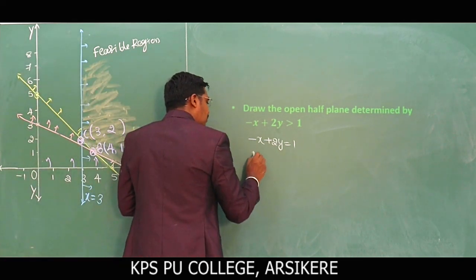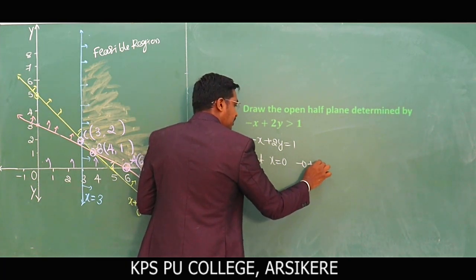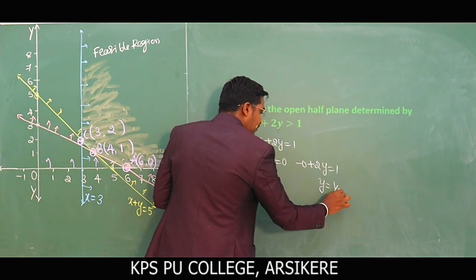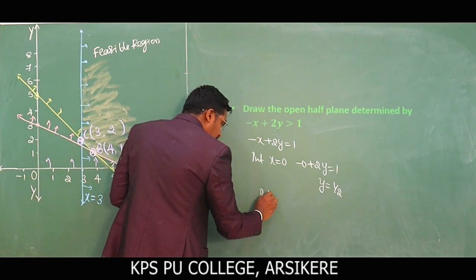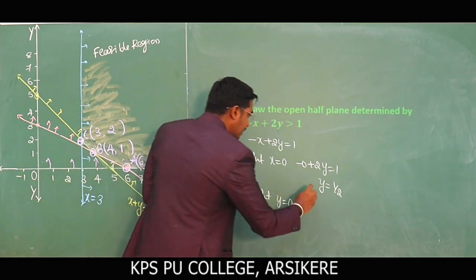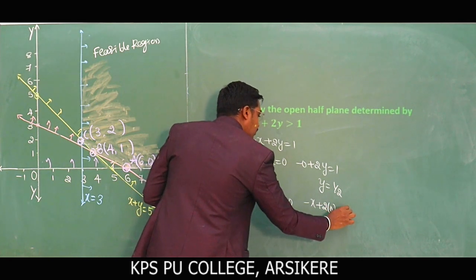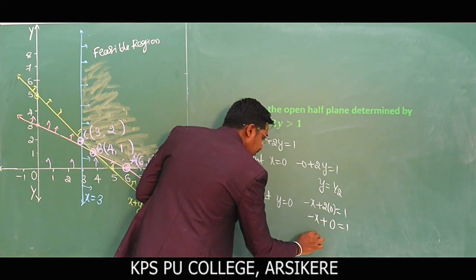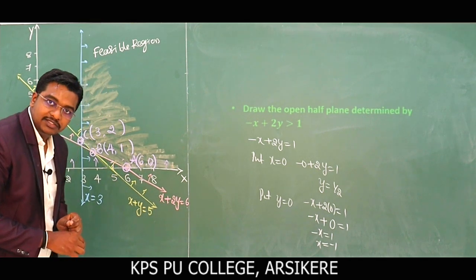Same case here. Put x is equal to 0. You get minus 0 plus 2y is equal to 1. So y is equal to 1 divided by 2. Clear? 1 divided by 2. Similarly, when I substitute y is equal to 0, the equation becomes minus x plus 2 into 0 is equal to 1. So minus x plus 0 is equal to 1, so minus x is equal to 1. x is equal to minus 1. Is it clear? x is equal to minus 1.